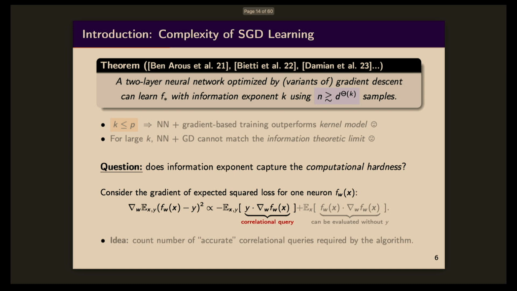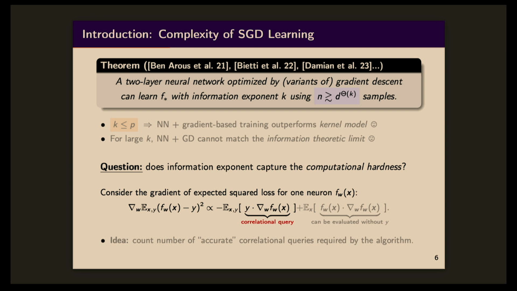So here's one way to think about it. This is related to the derivation in the previous slide. If you look at the gradient of the squared loss, essentially you're going to have two terms. There's one term that looks like the correlation between y, my label, and the derivative of my student neural network. This term is referred to as a correlational query, because you're trying to gain information about the target function, the labels y, via this correlation. You're computing this inner product with some function. And there's also another term, which comes from f(x) squared. This term does not depend on the target function.